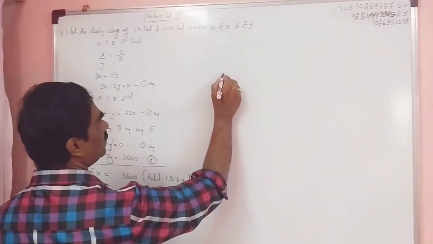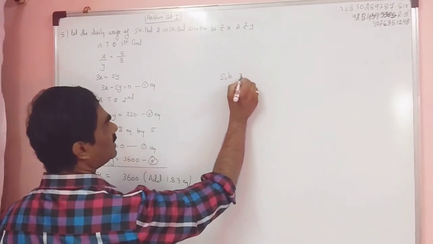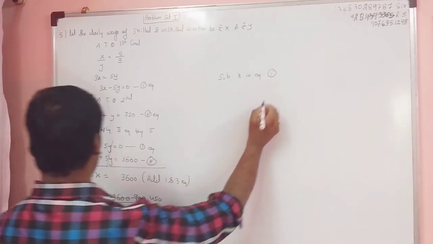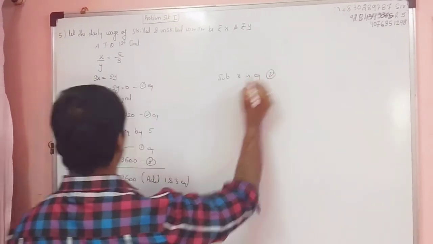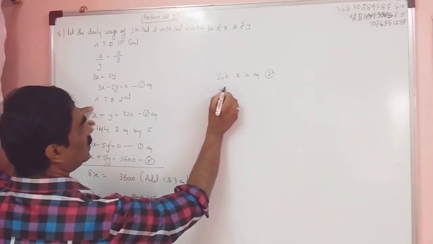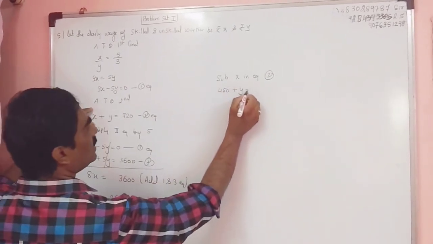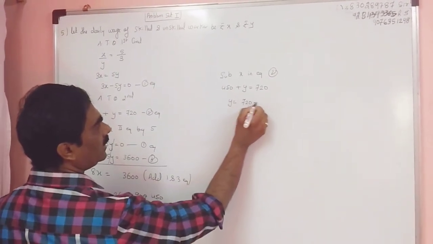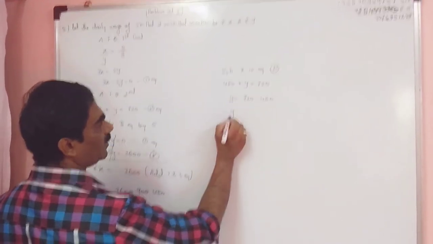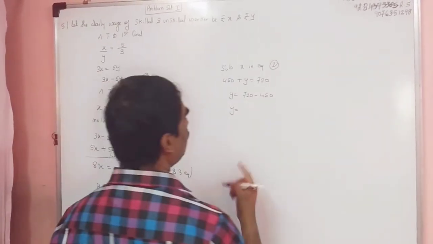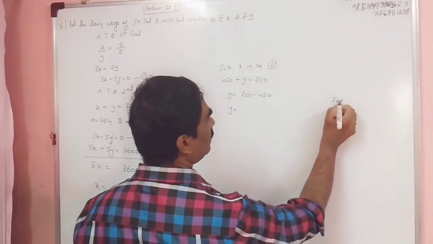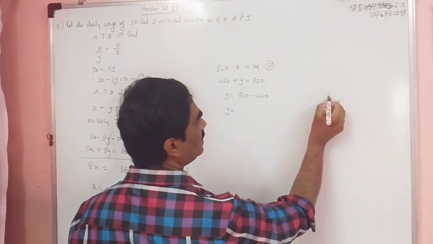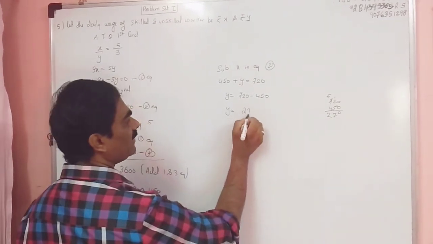Now to find the y value, substitute x in an equation. You can put it in equation 1, or you can put it in equation 2, because 2 is easier now. So x is 450, plus y is equal to 720. So y is equal to 720 minus 450. If you subtract this, how much do you get? 720 minus 450 is equal to 270.